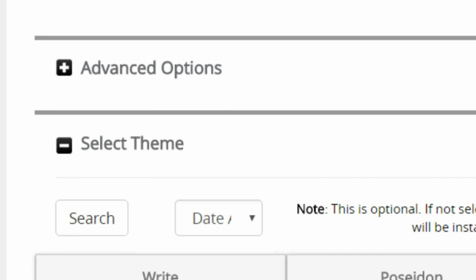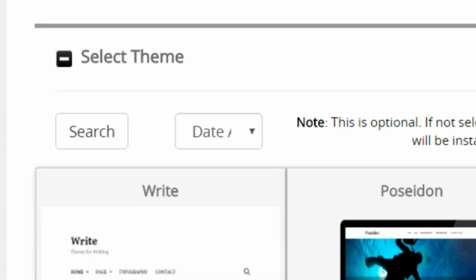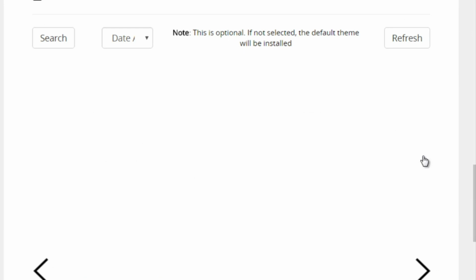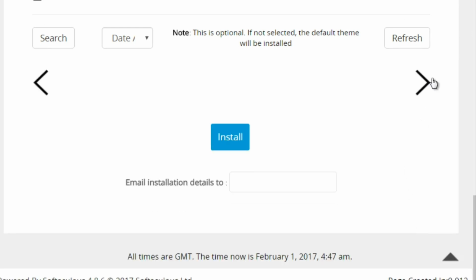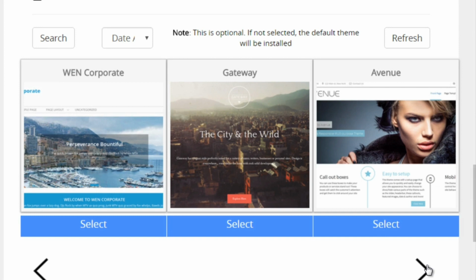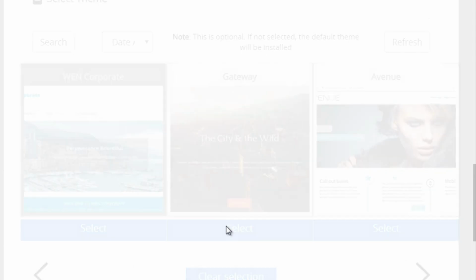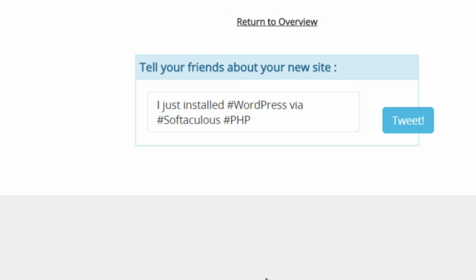And then of course you can choose the advanced options, and then you can actually select a theme. That's the nice thing about this particular app installer: you can scroll through many different themes. And the nice thing about WordPress is you can literally change the whole design with a click of a button. You don't have to redo everything. So if I want to go with this one, I can click select and click install. And literally within less than a minute or a couple minutes, we are good to go. That's it.